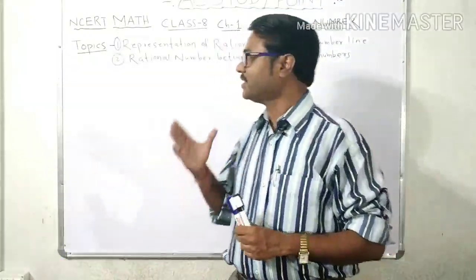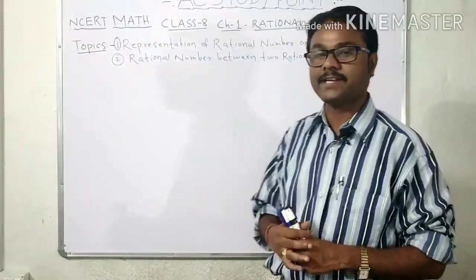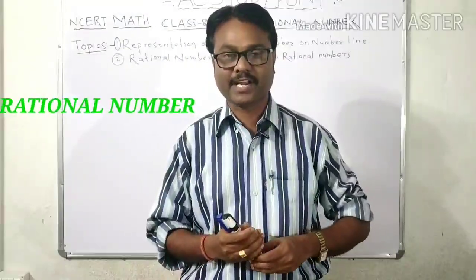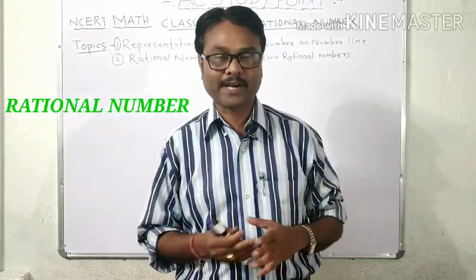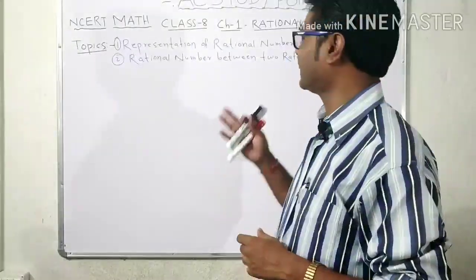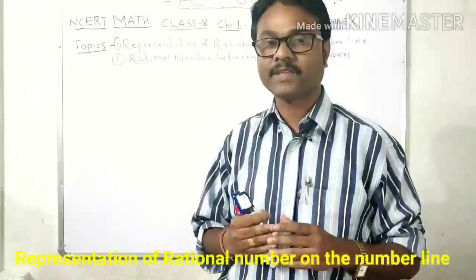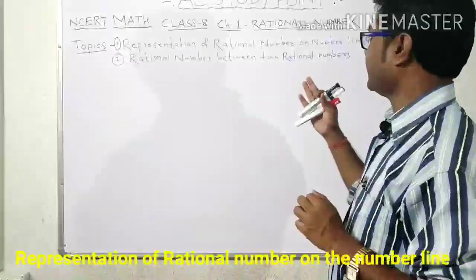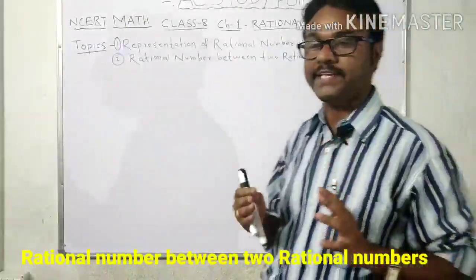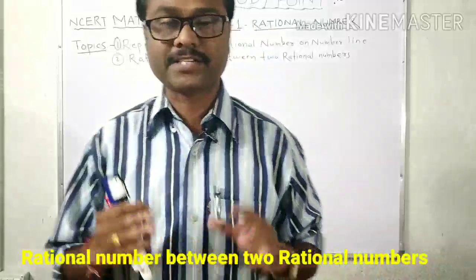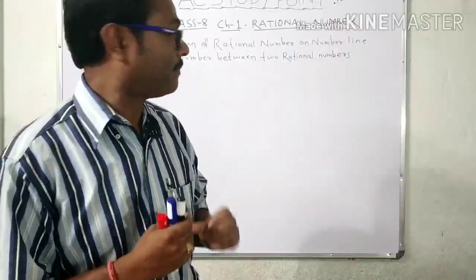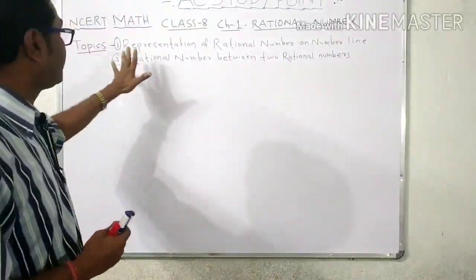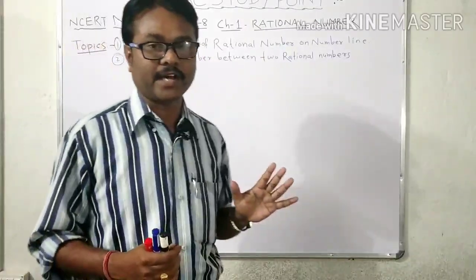As mentioned here, today we will discuss our NCERT Math Class 8 rational numbers. The topics we will cover today are representation of a rational number on the number line, and rational numbers between any two rational numbers. Coming to the first topic, representation of a rational number on the number line.